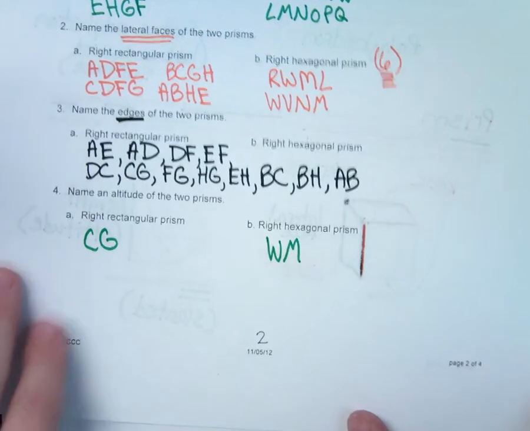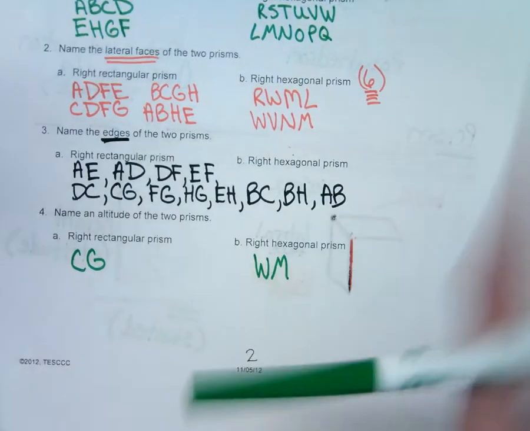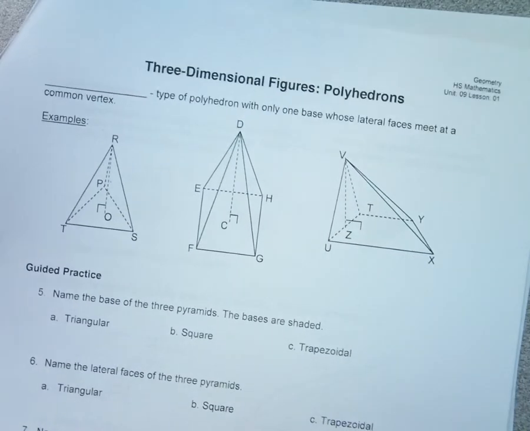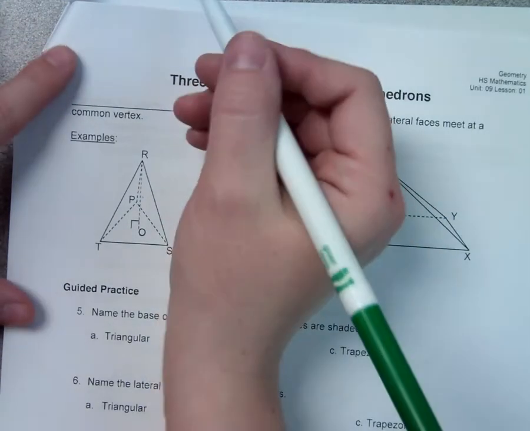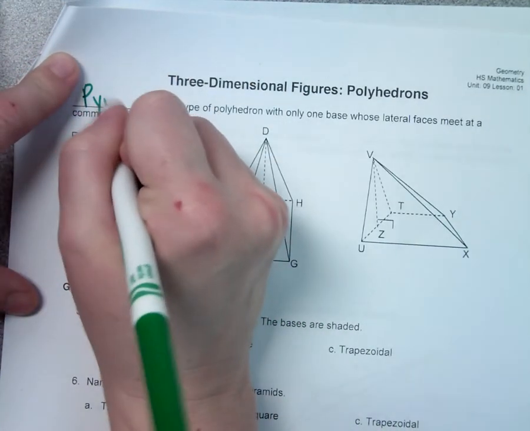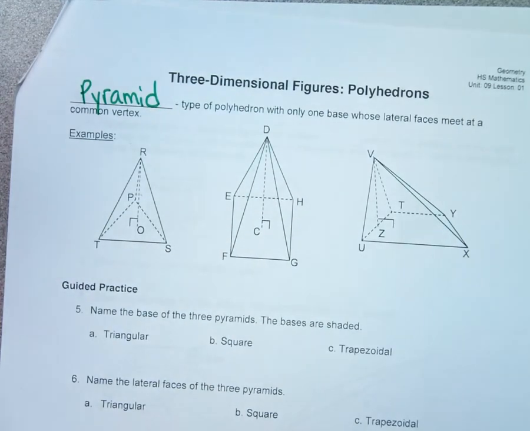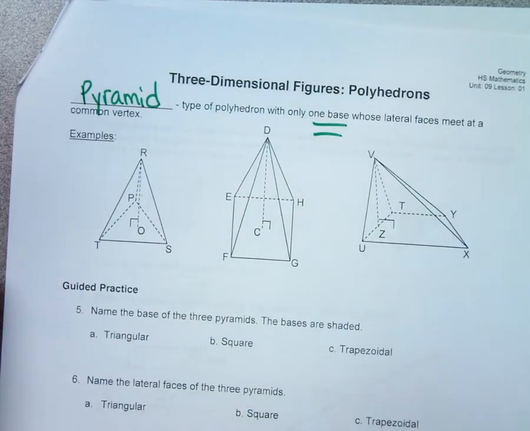Okay. Let's see what's on the next page, because I think it's more of the same. Okay, these are getting into, what are these shapes? These are pyramids. Pyramids have only one base, and the lateral faces are what shape? Triangles.